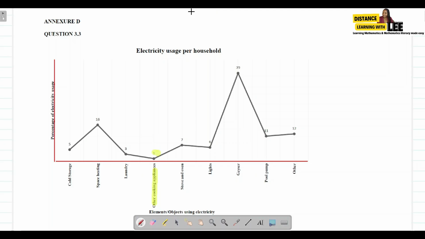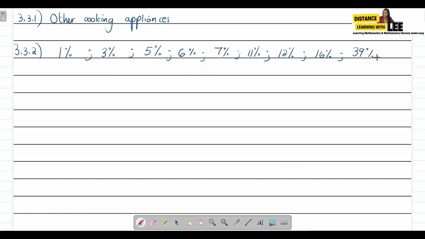So now we need to first arrange this data. Once we've done that, we can determine quartile 1 and quartile 3. So what data are we arranging? We're going to arrange all these percentages: 5%, 16%, 3%, 1%, 7%, 6%, 39%, 11%, 12% in ascending order, from the smallest value to the highest value. All right, so I've arranged my data in ascending order. The lowest value is 1% and the highest value is 39%.